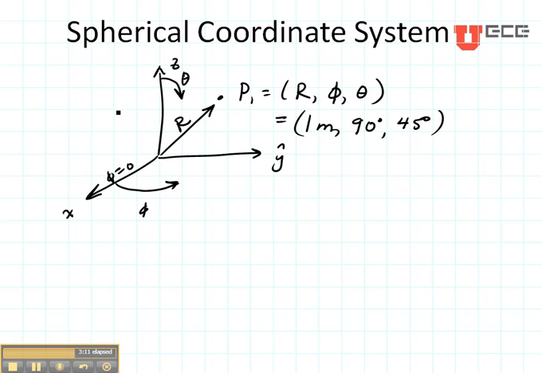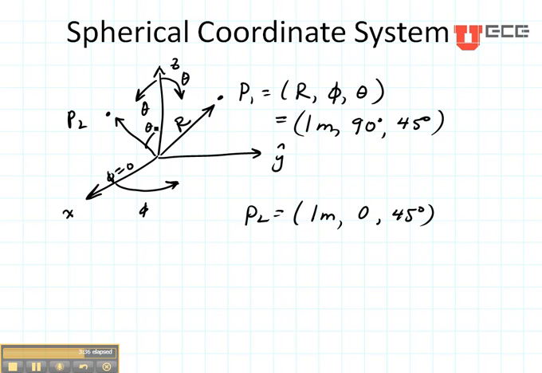Let's choose a point that's over here in the xz plane, and let's experiment with that a little bit. Let's call that P2. P2 is also going to have an r value, which perhaps is 1 meter. Phi in this case is 0, and theta, again, is going to be 45 degrees, because that's how far down it is from the z-axis. So there's its theta. This could be also drawn as theta. This would be the theta value, like so.